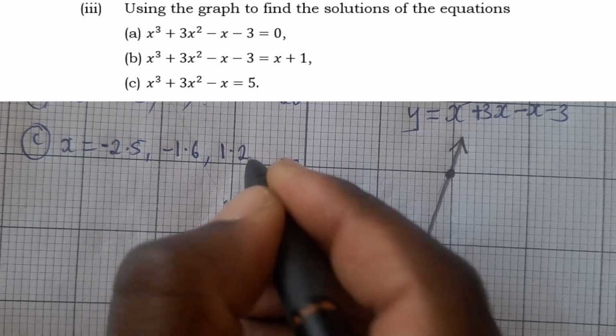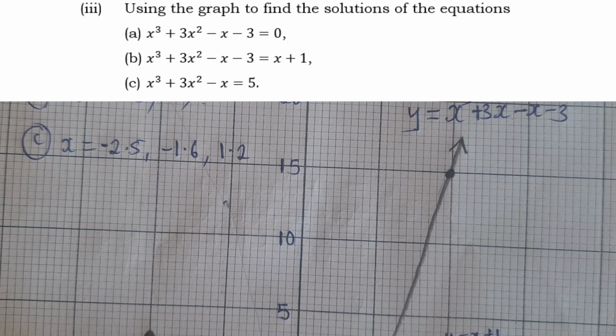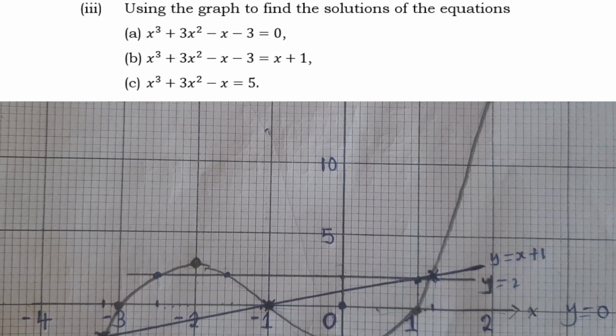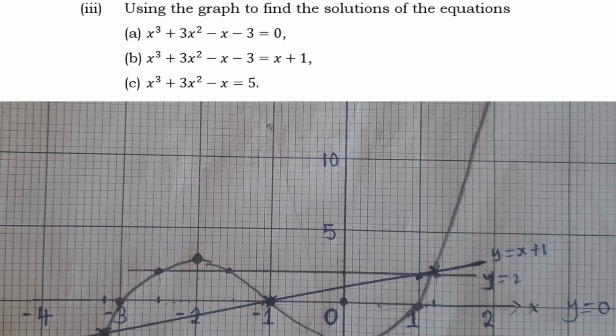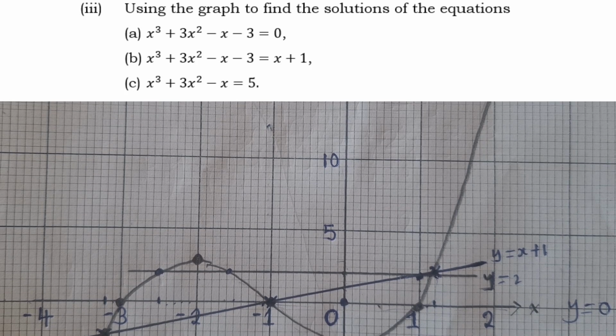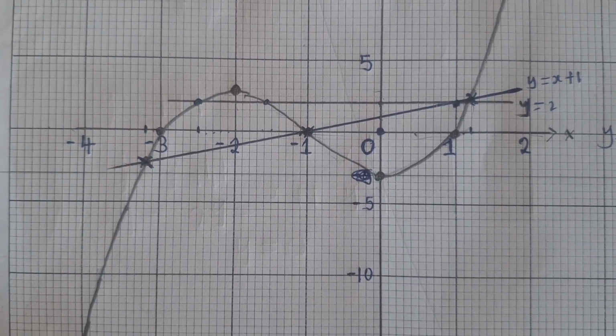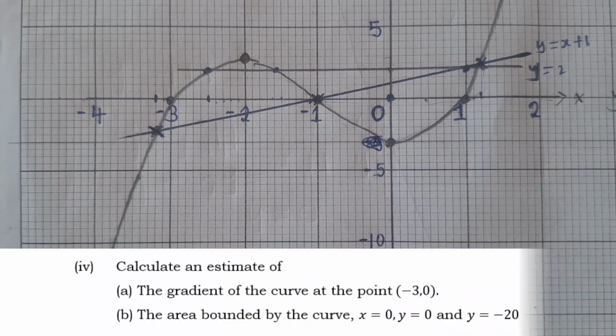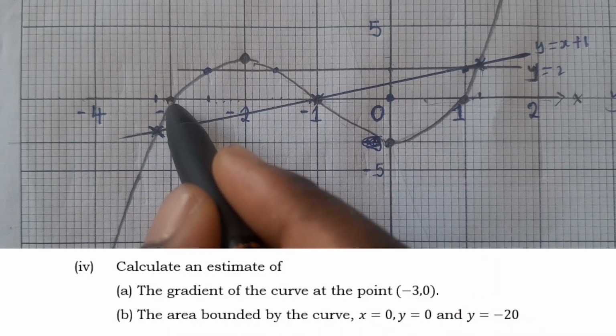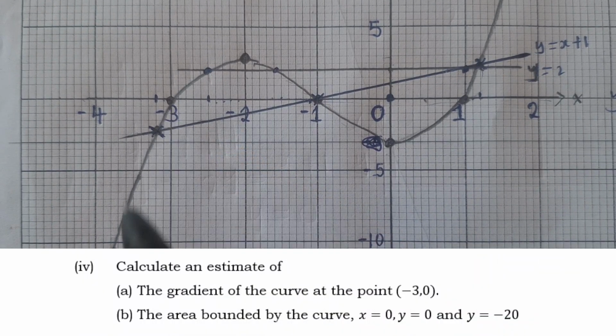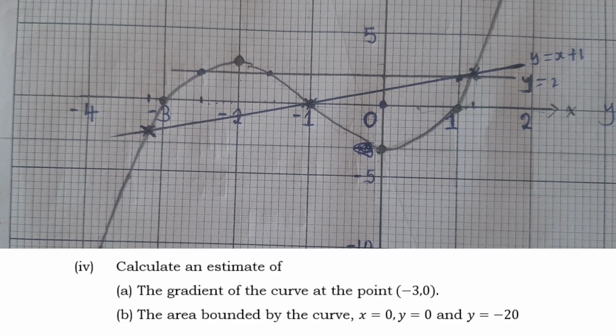Lusa, are you behind? No. You're okay now. So that's how you get to write this. We now go to the gradient. For the gradient, this is what I told you. I said, pick a point. First, what point have they given us? Negative 3, 0. So they've given us negative 3, 0.